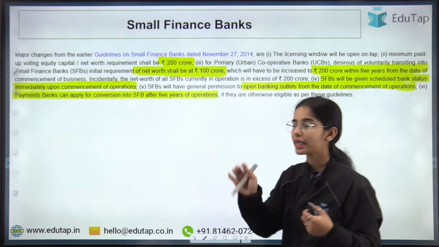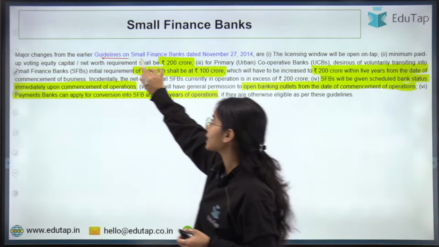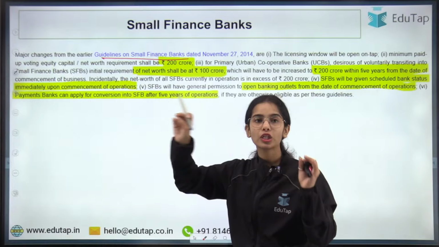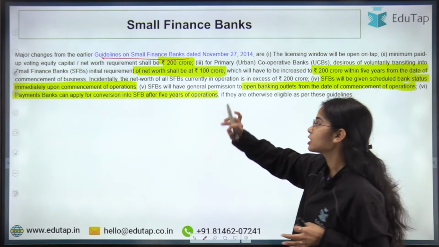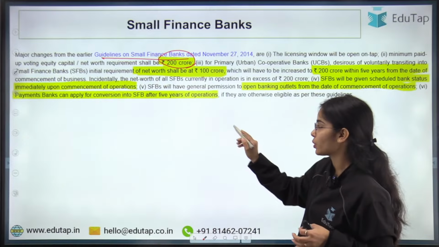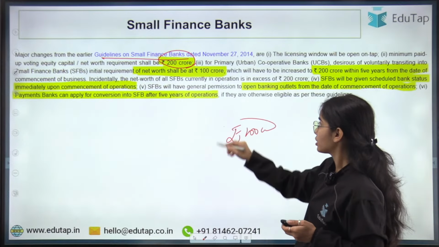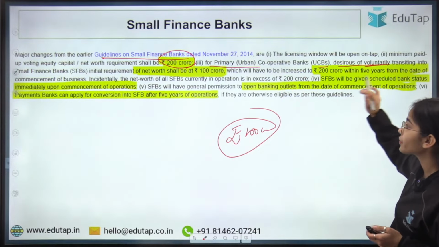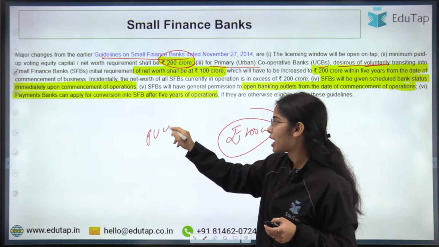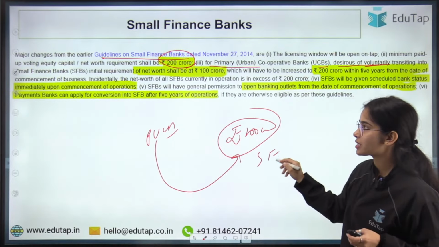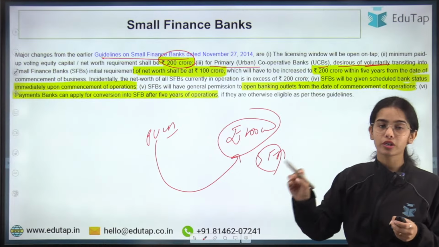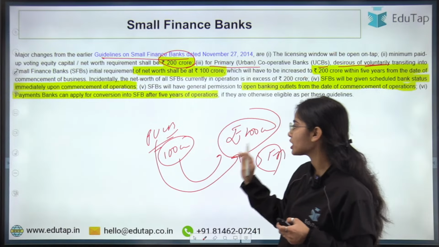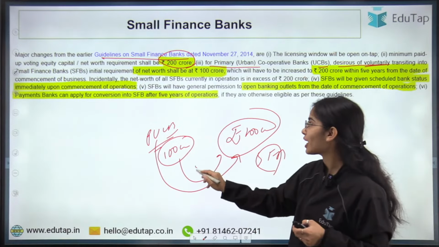Now small finance bank. In regards to small finance banks, there were guidelines that were provided, and there were some changes that happened. First of all, the net worth requirement for the small finance bank is rupees 200 crores. For primary urban cooperative banks, UCBs desirous of voluntarily transitioning to small finance banks, the initial requirement is 100 crores of net worth, which they have to increase to 200 crores of net worth within 5 years.